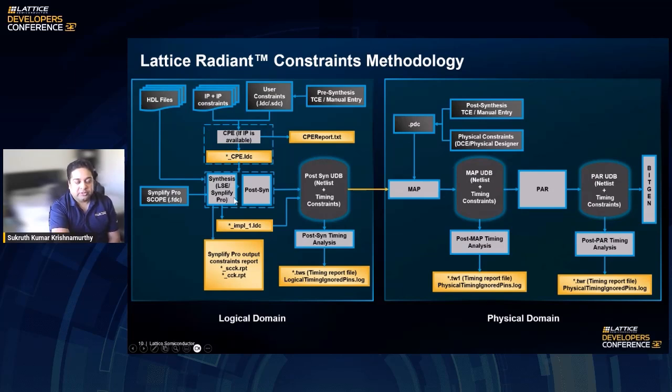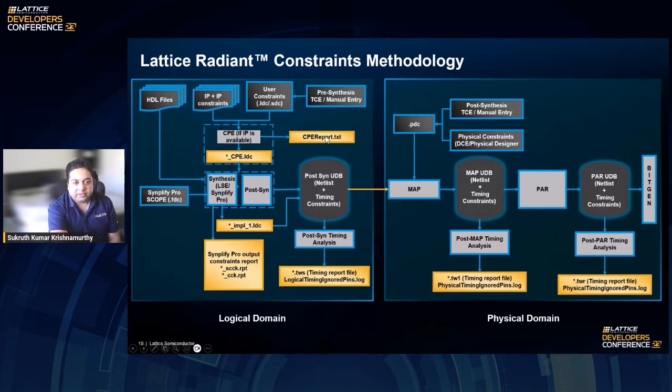Based on the synthesis engine chosen, LSE or Synplify Pro, a post-syn is performed after synthesis, and a post-synthesis UDB is generated. This post-synthesis UDB is a unified database file that includes the netlist, along with the timing constraints provided during pre-synthesis. At this stage, users can run a post-synthesis timing analysis, and the tool generates a .tws file, which is a post-synthesis timing report file. This is useful to understand if the timing failure that you see in the design might be because of a logic delay or because of the estimated routing delay.